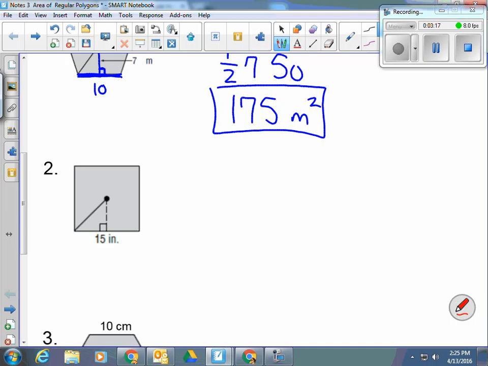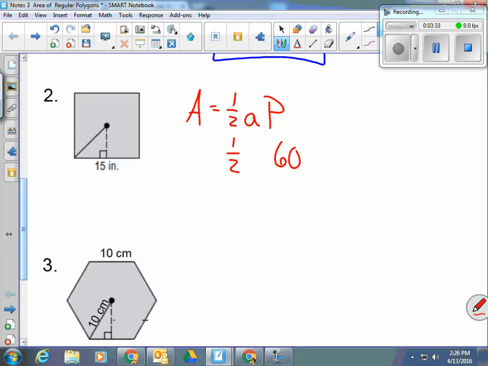Okay, next problem, same formula. What's my perimeter? 60. What's my apothem? We've got to find it. 7.5. How do you know that? Because it's half of 15. Good, because this side's going to be 15 because they're regular. So that means this line is 15, which means that if I cut it in half, it would be 7.5. So what's half of 7.5 times 60?